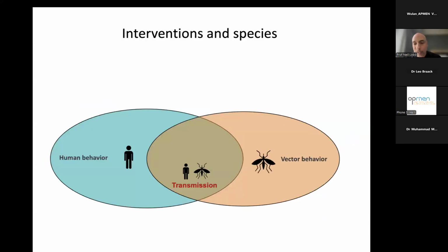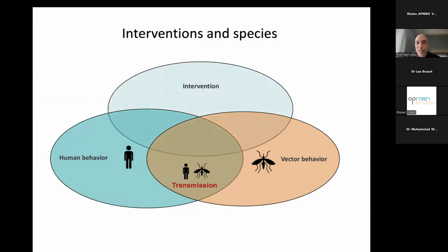Now, again, as you all see, I'm going to be using this figure a bunch just because it's so simple and easy to understand for me. So how human behaviors and vector behaviors overlap, there's transmission. You put your intervention, you have protection. The transmission down here is basically your gaps in protection. And we want to understand as much as protection, we want to understand this.